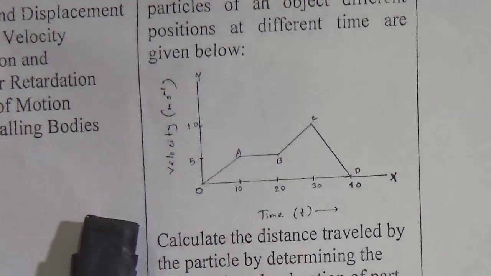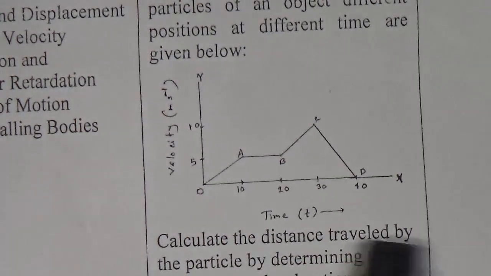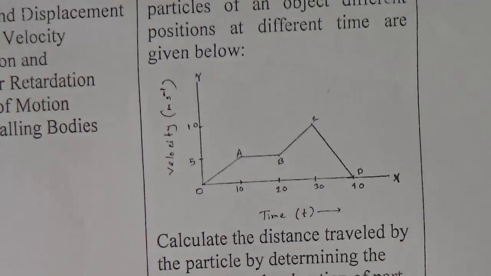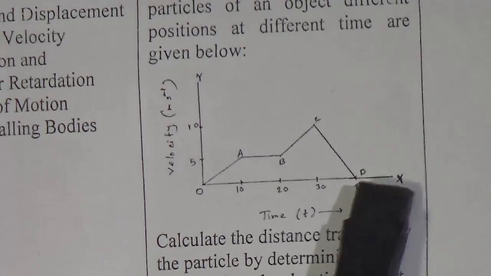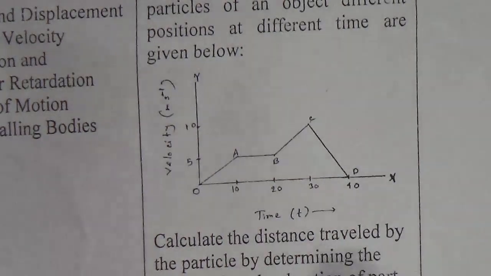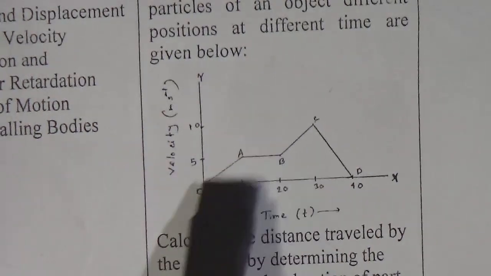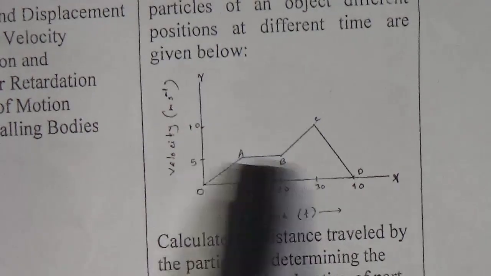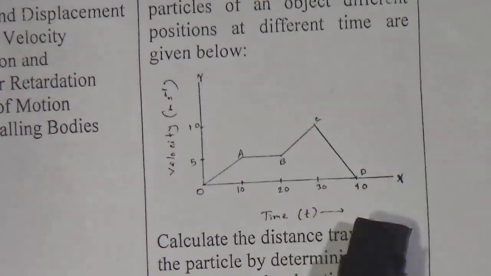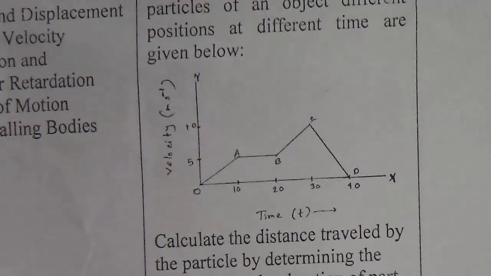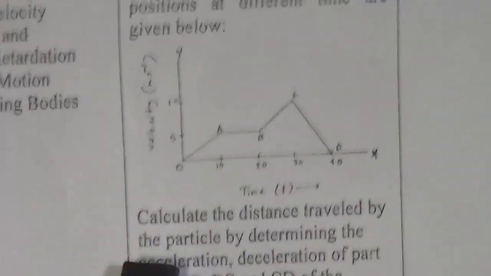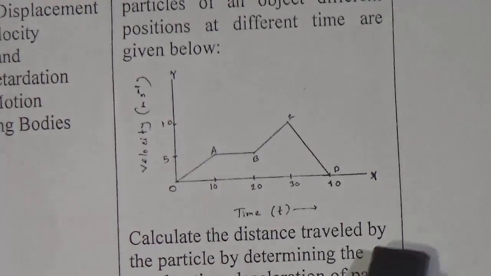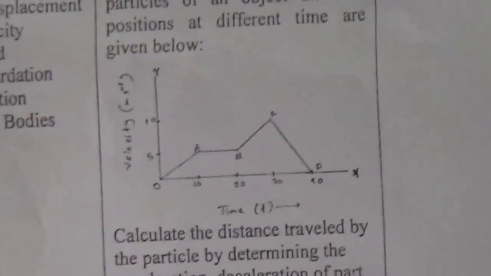Then calculate the distance traveled by the particle by determining the acceleration and deceleration of parts OA, AB, BC and CD. That means we have to find out the acceleration at OA, then AB, then BC and CD. Then we have to calculate the distance traveled by the particle. Okay, now we will solve this task number 2.